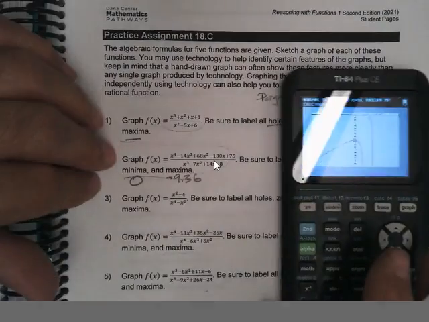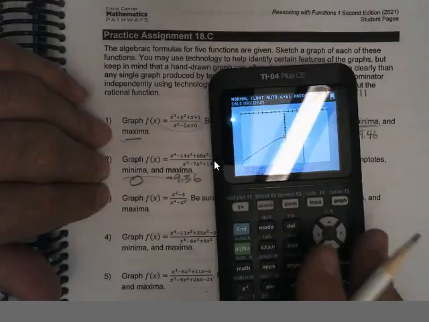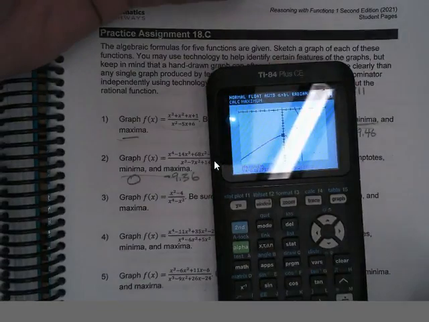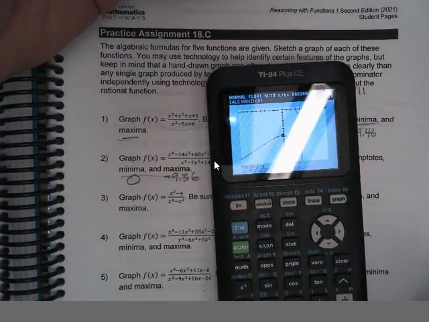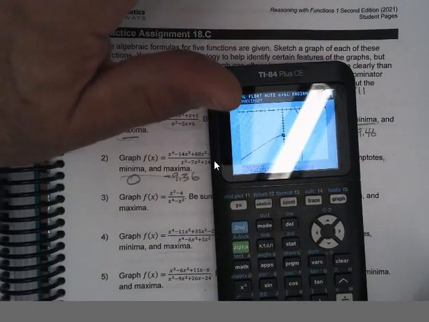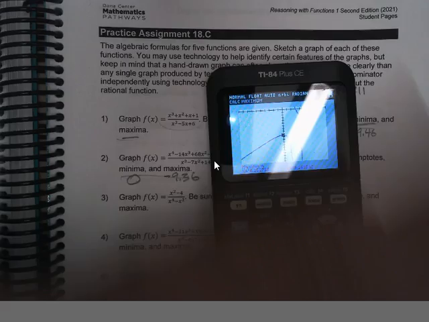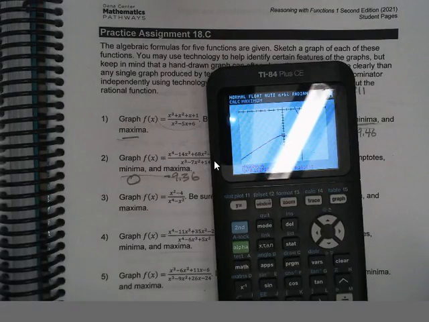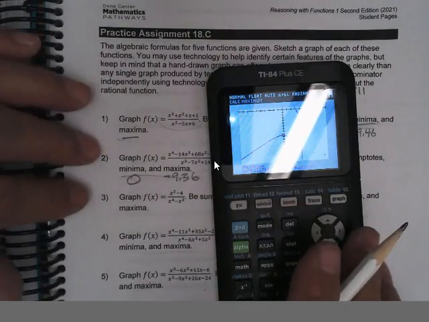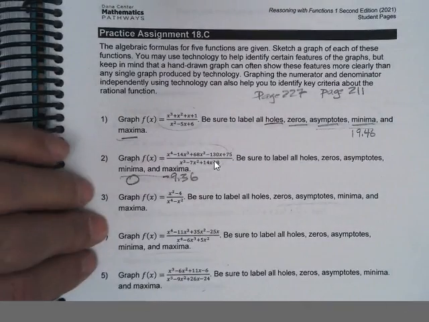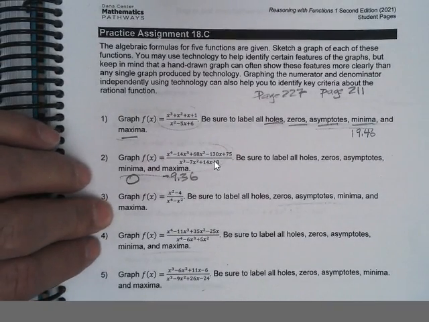Now, just a note, they talked about global max. A global max is the highest place the graph ever gets. And a lot of these all go to infinity. And the global min is the lowest place, and that would be negative infinity on all these. There's no global max or mins on these.